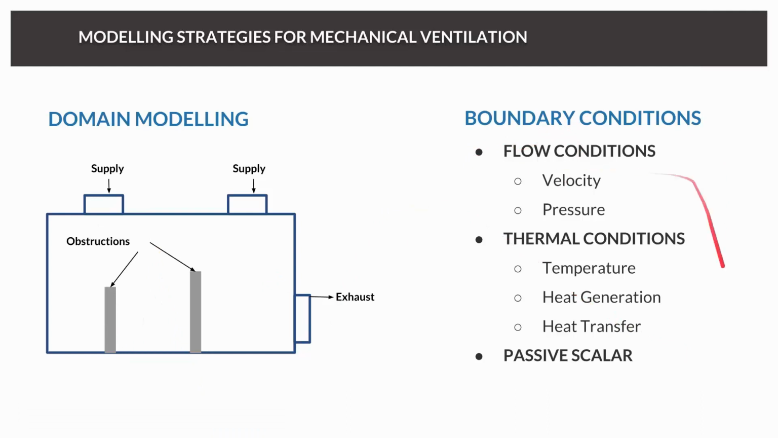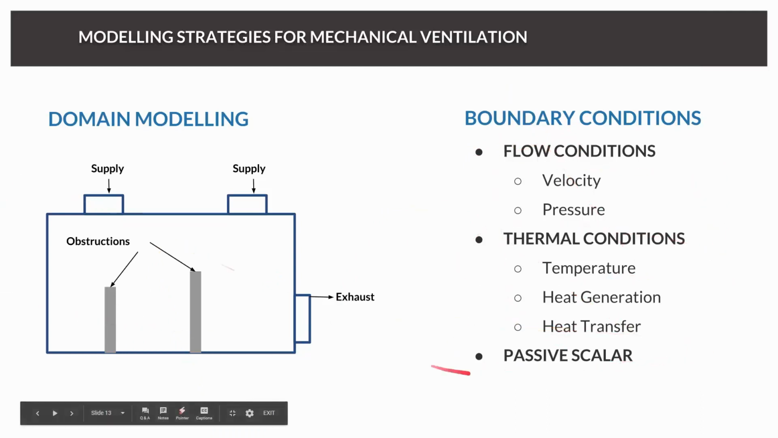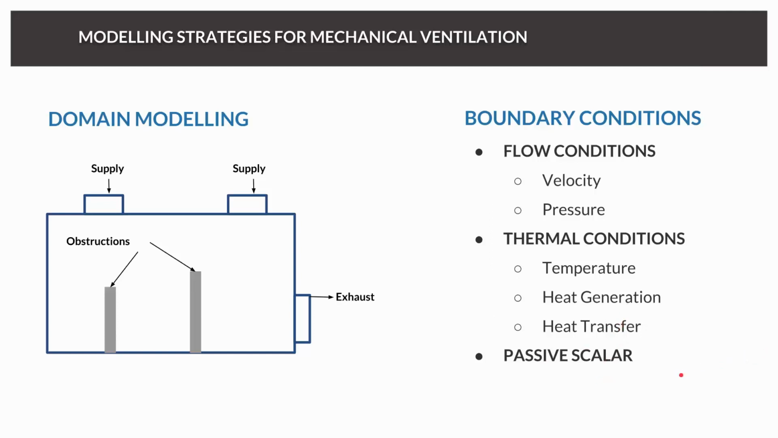And again, we have flow conditions and thermal conditions, but in addition, we can also use passive scalars if we want, for example, to track the contamination inside the air or the transport of passive quantities and scalars like fog, for example, or CO, carbon monoxide.